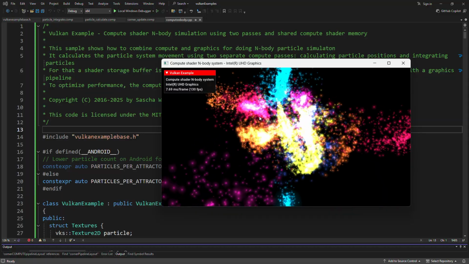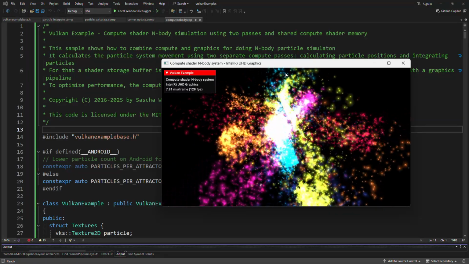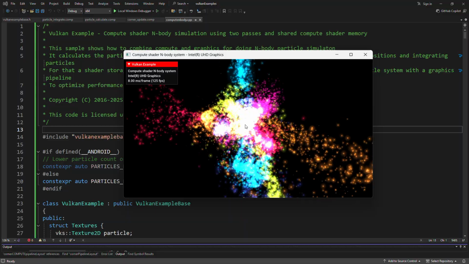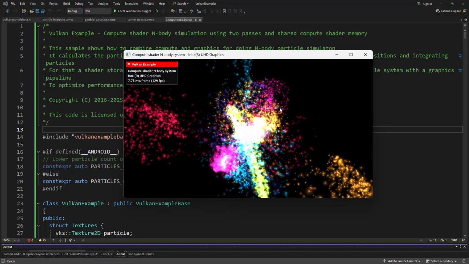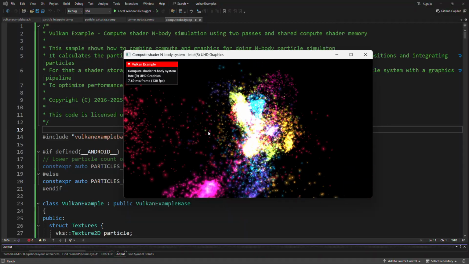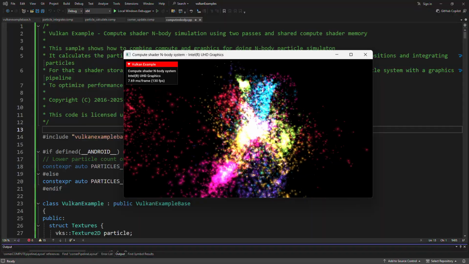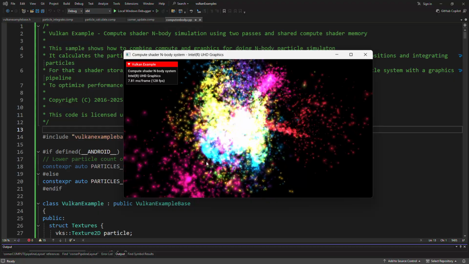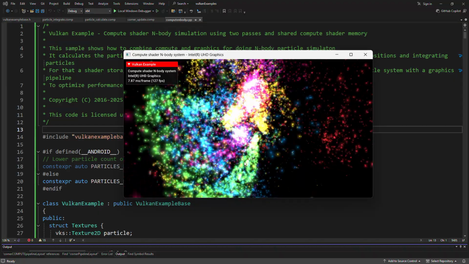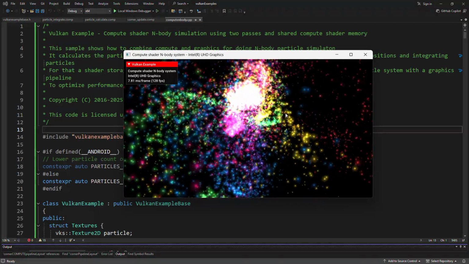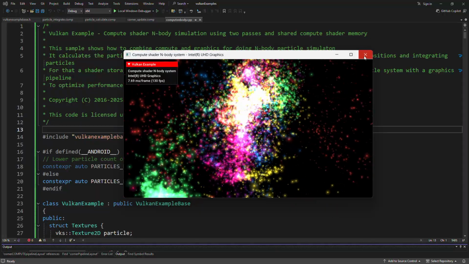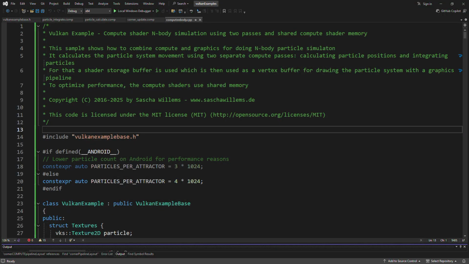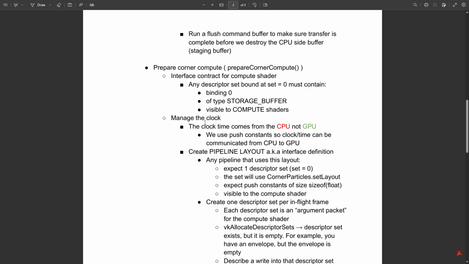I was a little surprised by this conversation. I didn't see it coming at all, but you actually need the CPU clock in order to make sure that things are synced up and frames are synced up and all that stuff. I don't know much more about it than that, but we have to manage the clock, and the clock time comes from CPU, not GPU.